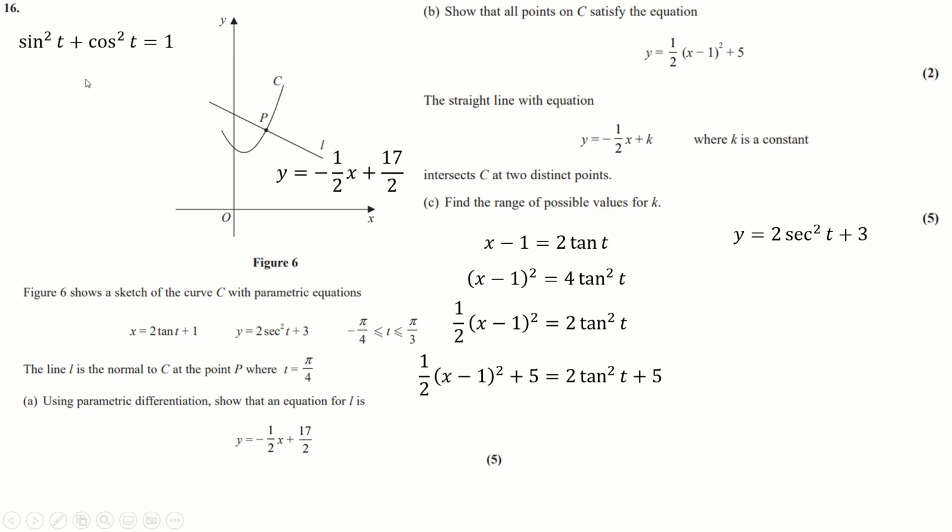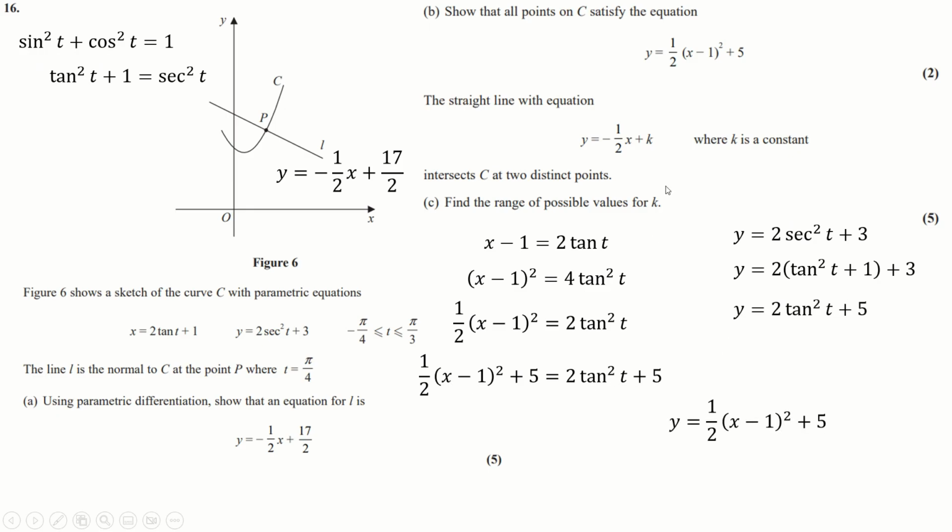We all know this, of course, and what we can do is divide everything here by cos squared. Sine squared over cos squared is tan squared, cos squared over cos squared is 1, and 1 over cos squared is sec squared. So I can replace that sec squared here with tan squared plus 1. Expand that out, and you immediately get this, and so therefore, because they both equal that, this here is equal to that there, and we'll be done.